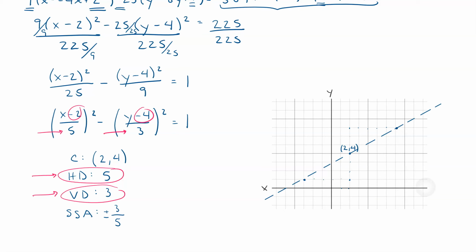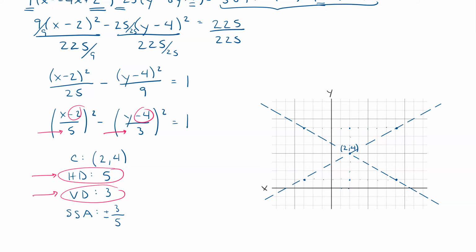Now I go the other way. I'm going to go up 3, 1, 2, 3, and then back 5, 1, 2, 3, 4, 5, or I could go down 3, 1, 2, 3, and over 5, 1, 2, 3, 4, 5. And again, by connecting 2 of those dots, I get my second slant asymptote.